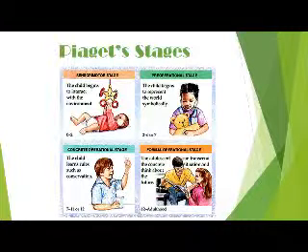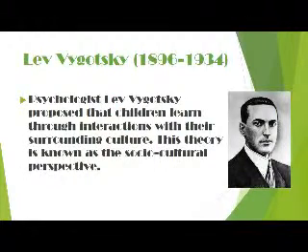The next stage is the concrete operational stage. The child learns rules such as conservation. This stage ranges from the ages of 7 to 12. The final stage in Piaget's 4 stages of cognitive development is the formal operational stage. It begins at the age of 12. The adolescent can transcend the concrete situation and think about the future.